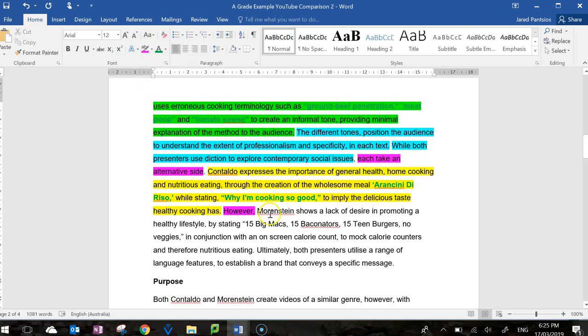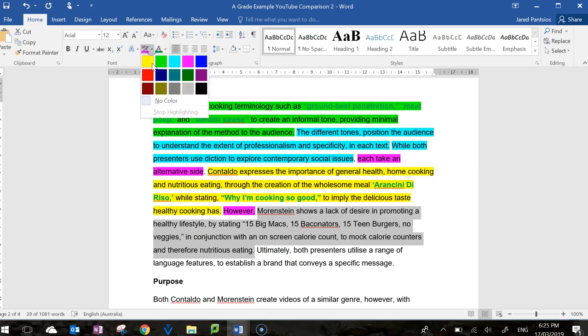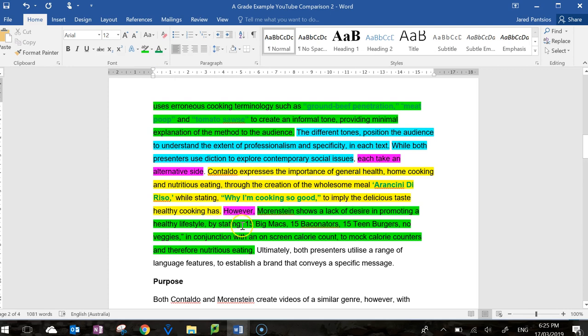However, Morestein shows a lack of desire in promoting a healthy lifestyle by stating "15 Big Macs, 15 Baconators, 15 teen burgers, no veggies," in conjunction with an ornate calorie count to mock calorie counters and therefore nutritious eating. Great example because of the language that is used. So I'm going to color that green. Sorry about it being green on green, but there's a nice embedding of quotes.